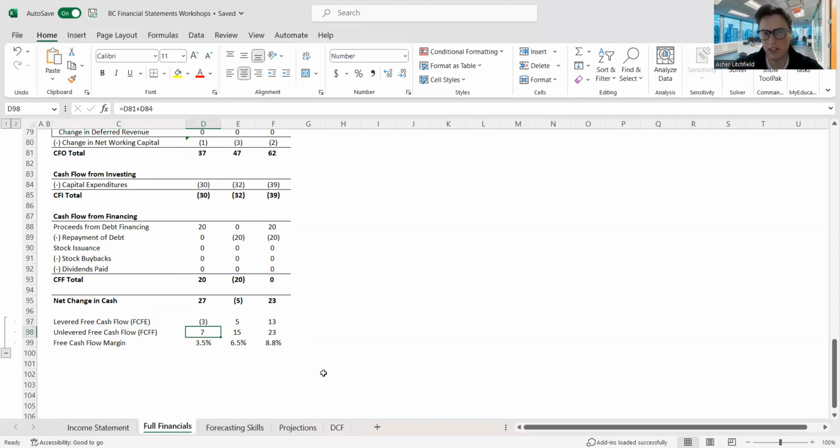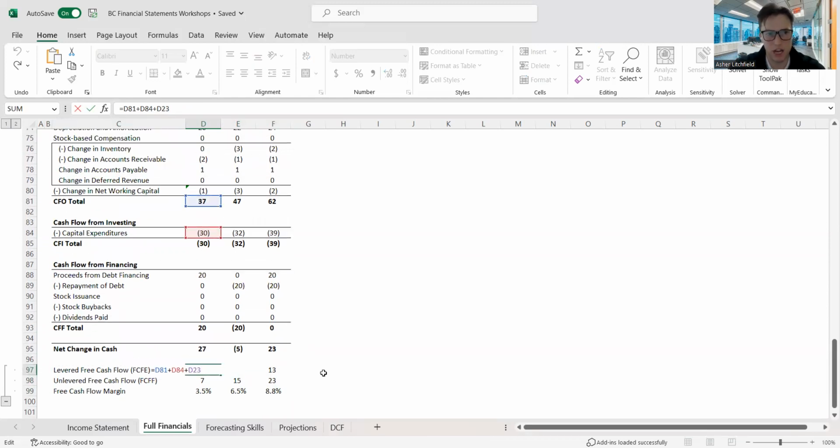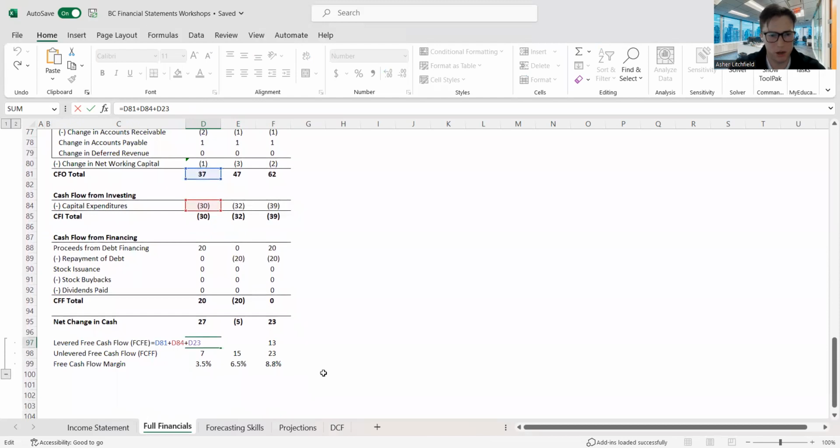There are a couple of different ways to calculate free cash flow. This is probably not one of the greatest ones. I would prefer to do NOPAT times one minus the tax rate, minus CapEx, minus change in net working capital. There's a whole formula. You can look it up. I think that one's more reliable, but this free cash flow calculation is just cash flow from operations minus CapEx.